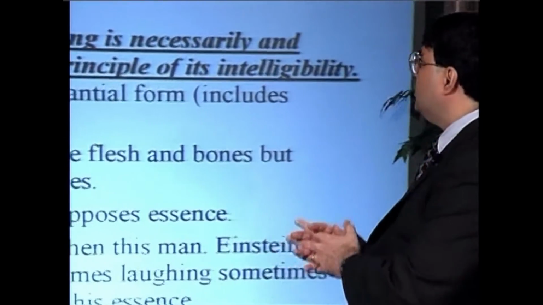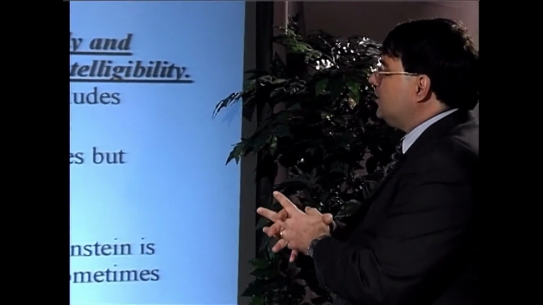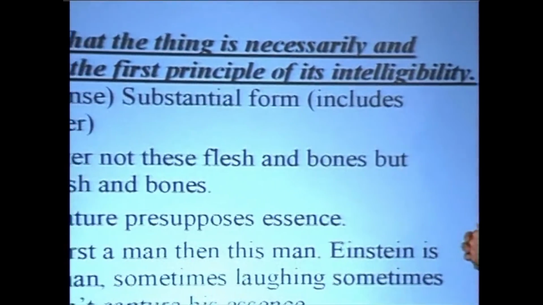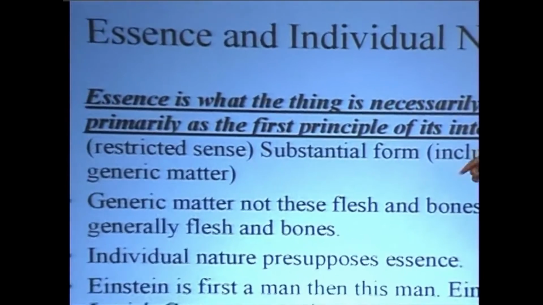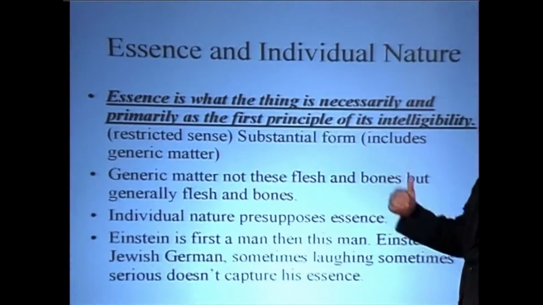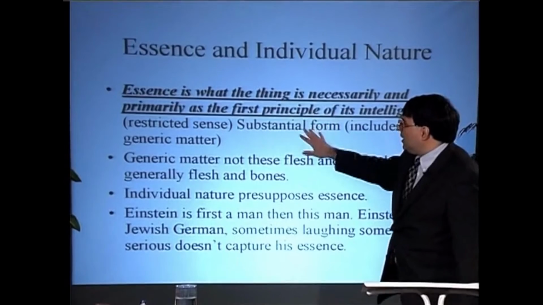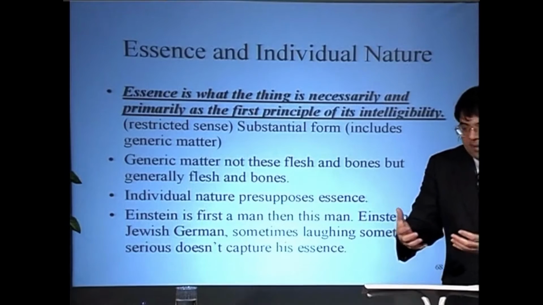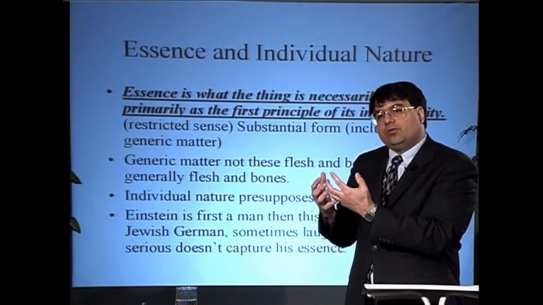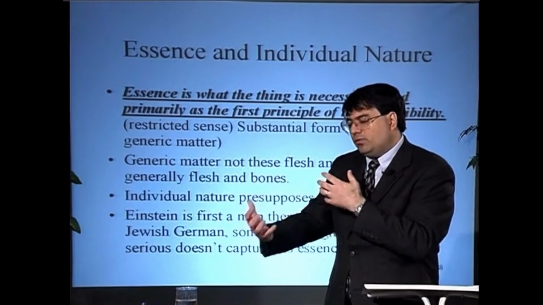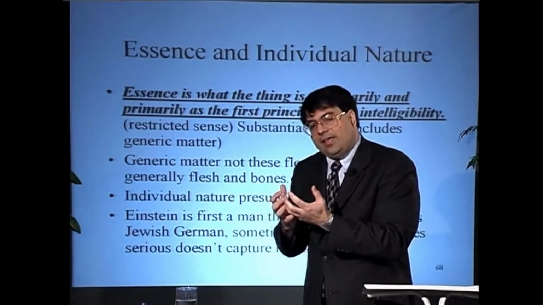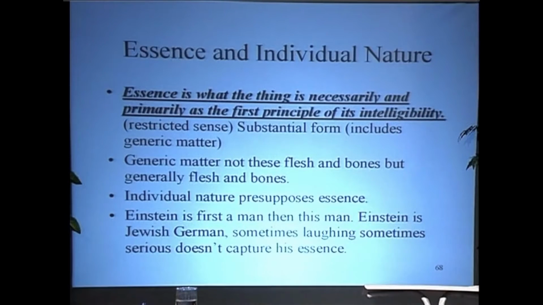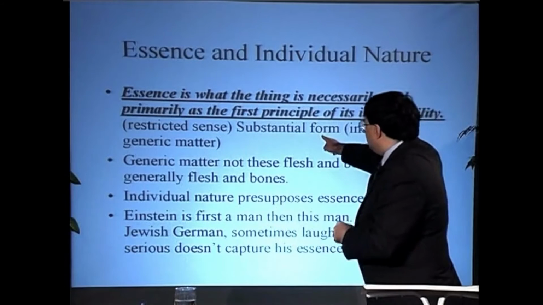So how are we going to define essence? We're going to define essence as what the thing is necessarily and primarily, as the first principle of its intelligibility, its substantial form. That substantial form will include generic matter. Once we understand what type of substantial form it is, we'll know that it references matter. So when we abstract something, we get its substantial form, and we learn more and more about it. At first, it's just vague what the being of that thing is, and then we gradually approach it, and we learn more deeply what the essence of that thing is, what its substantial form is.